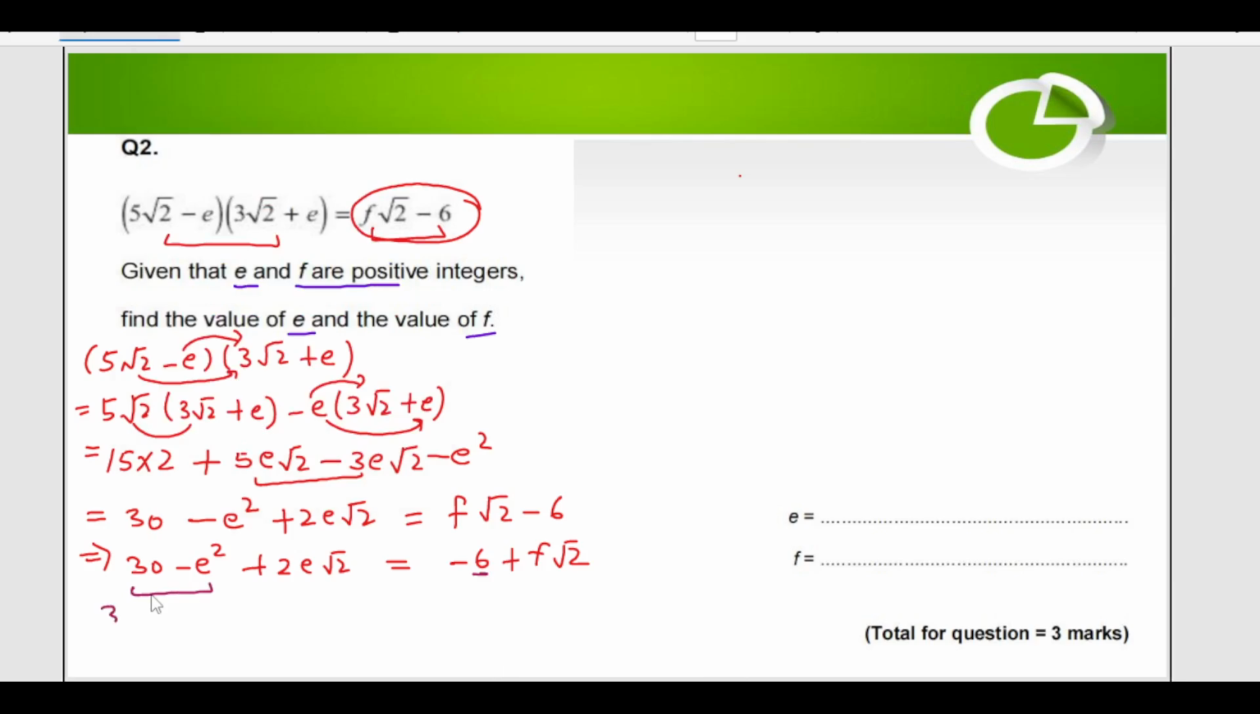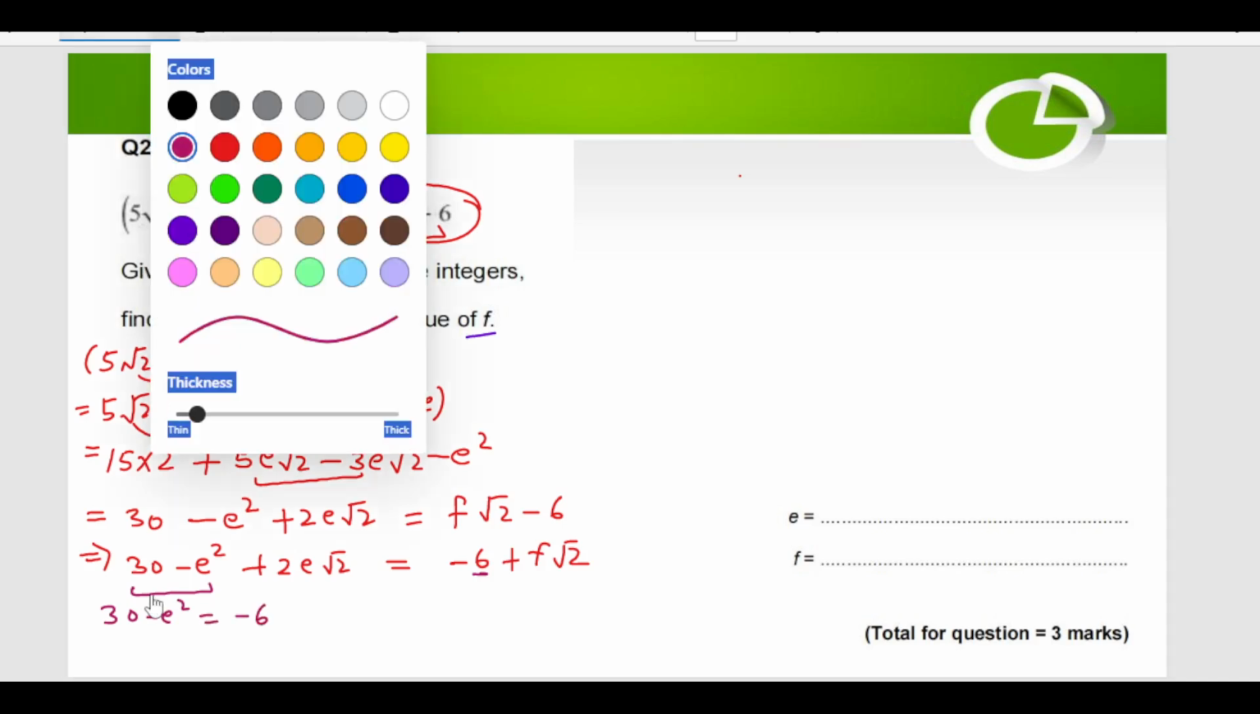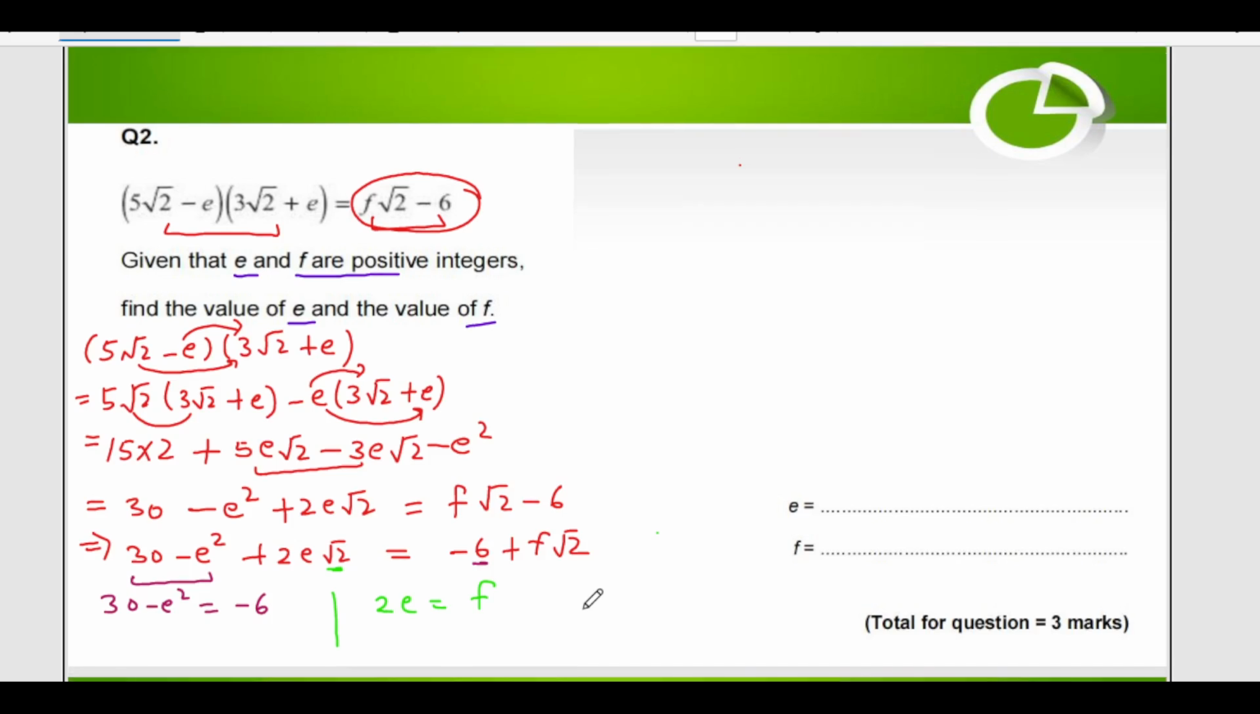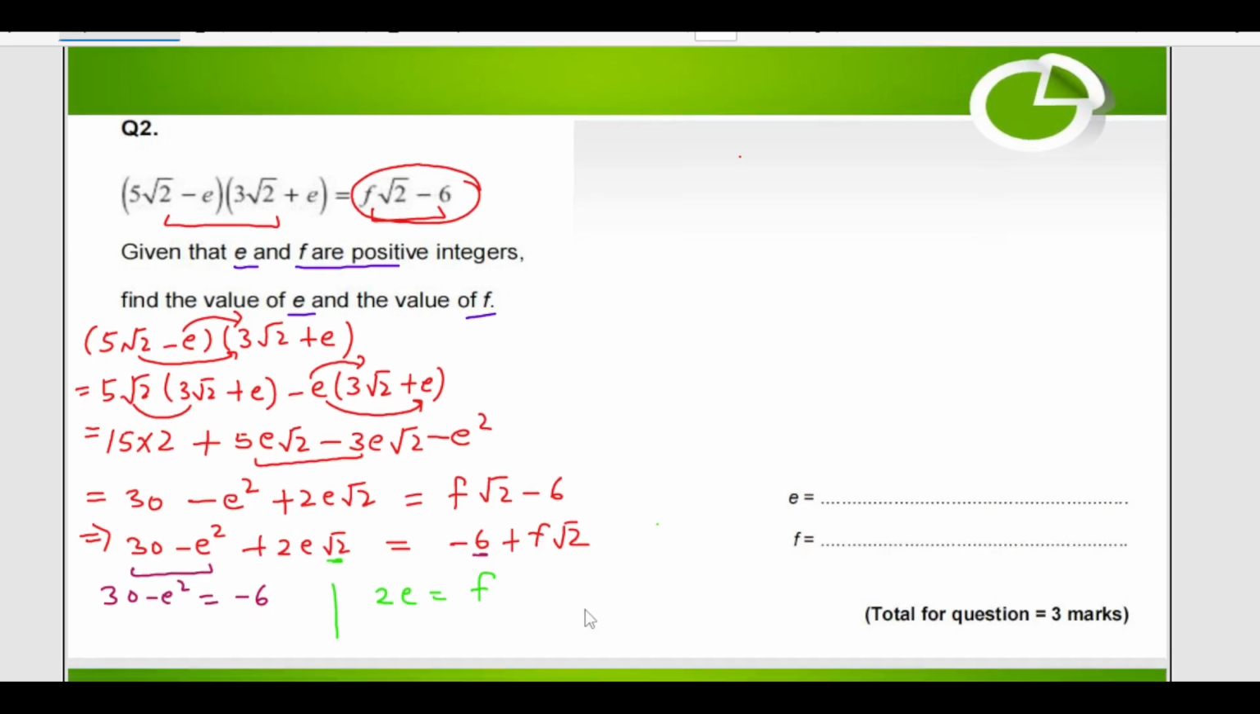So we have 30 minus e square is equal to negative 6. Okay, then the other part is the square root. With the square root we have here 2e, and this side we have f here, right? So from here we got f is going to be 2e. So first we need to find out the value of e.